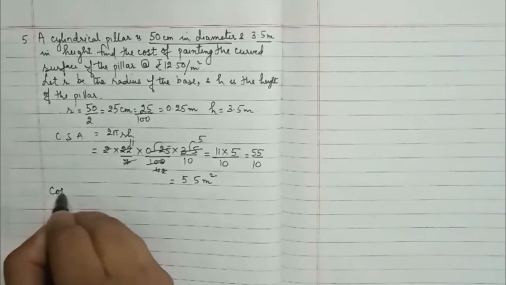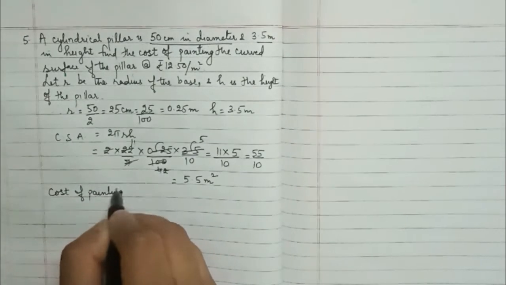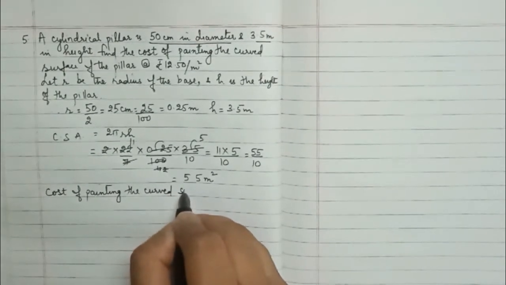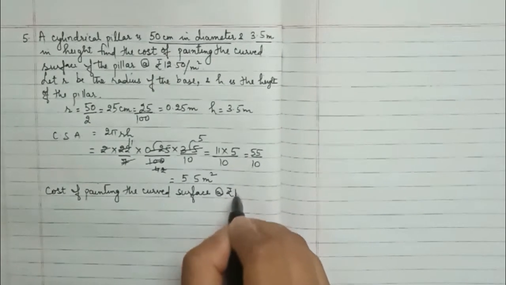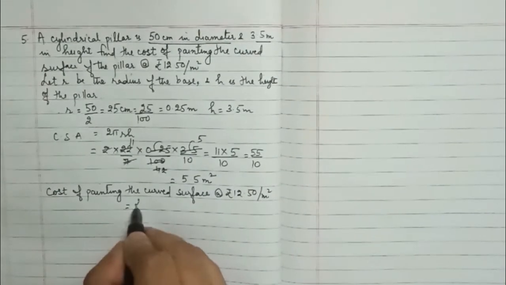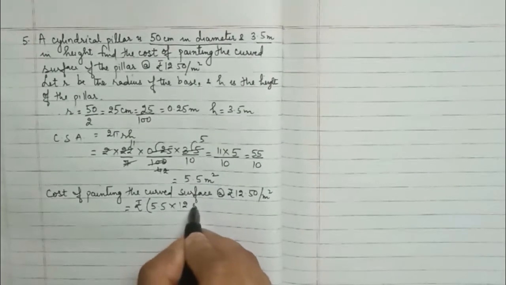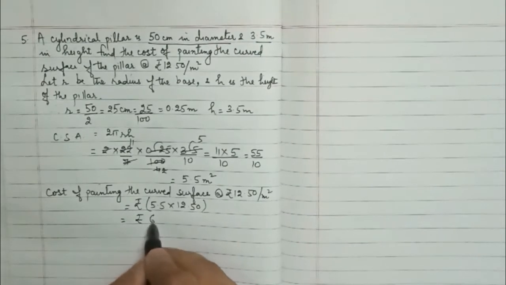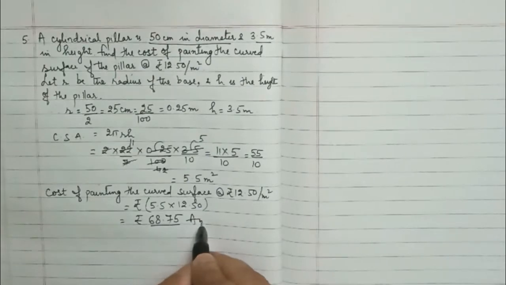The cost of painting the curved surface at the rate rupees 12.50 per meter square will be equal to rupees 5.5 into 12.50, which is equal to rupees 68.75. This is the answer.